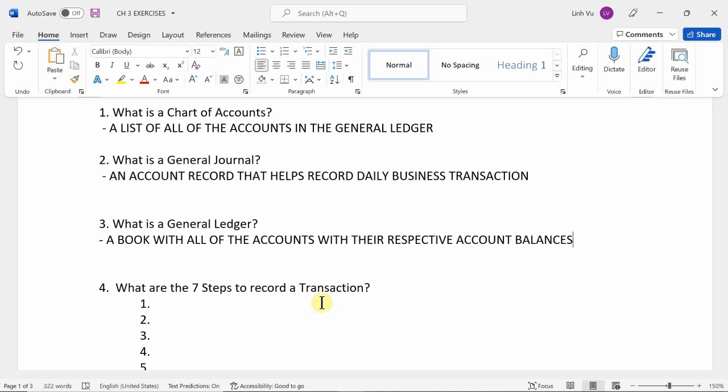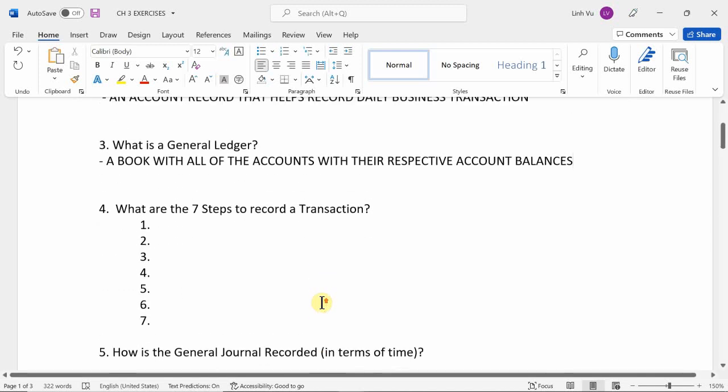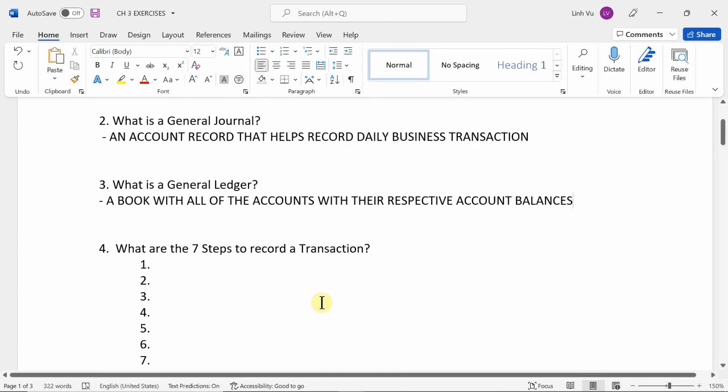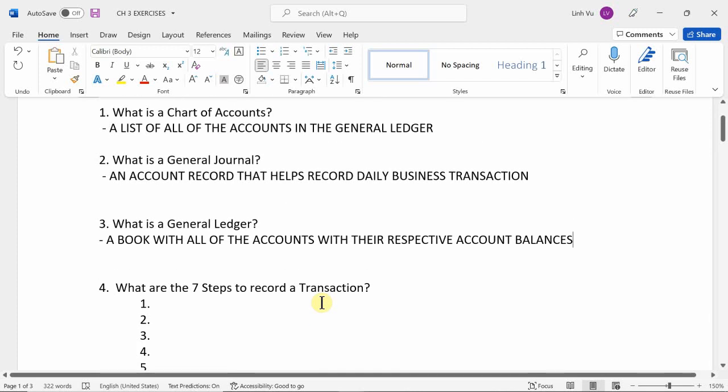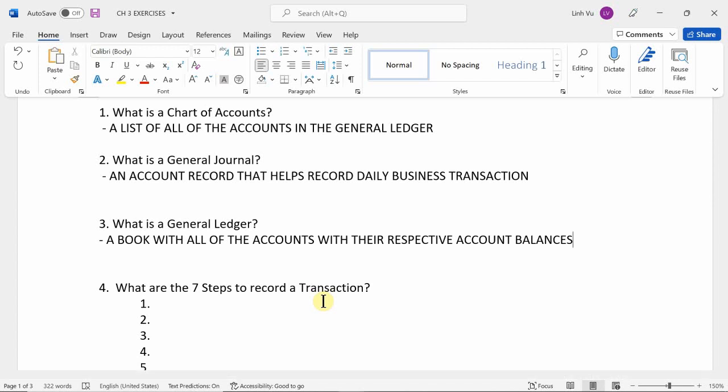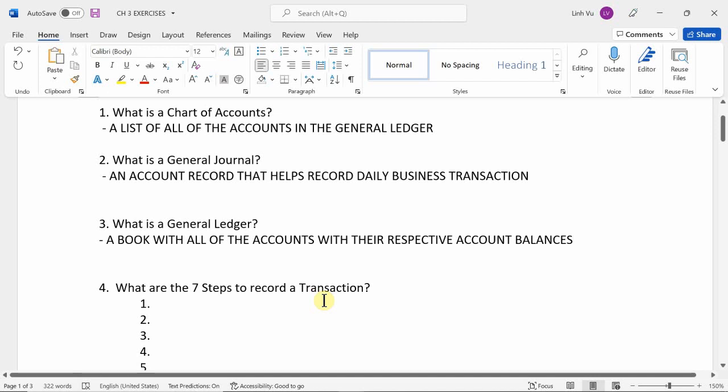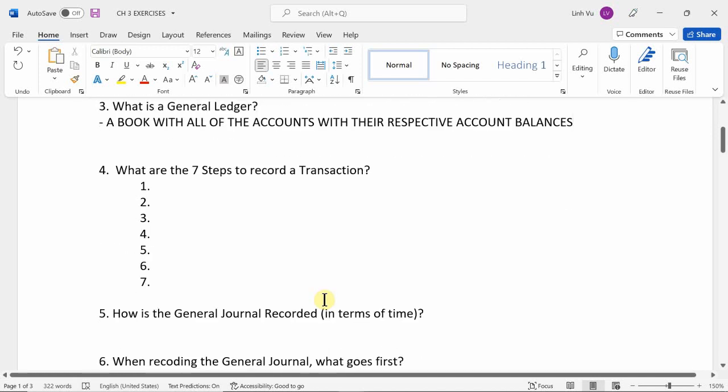Okay? I have a quick question. Is there usually one general ledger for a business, or are there multiple general ledgers for different accounts? No, there's only one general ledger, and it shows all the account balances. Absolutely, yes. And for a business, you can have multiple general journal books because the business could be split up in different areas. Okay. Number 4, what are the 7 steps of transaction analysis?